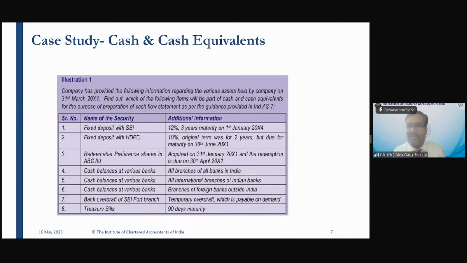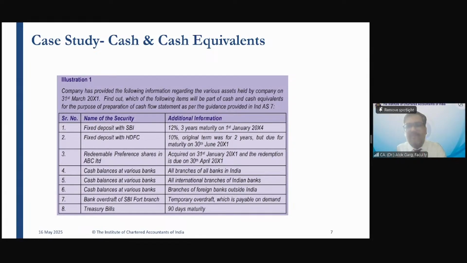So what the clarification says, first of all, it has to be a short-term, highly liquid investment, convertible into a known amount of cash, which does not have a significant risk of change in value. And the second part is, whenever you talk about the fixed deposit, the original maturity has to be 3 months. Whenever you have invested for 3 months, it has to be taken as a cash equivalent.